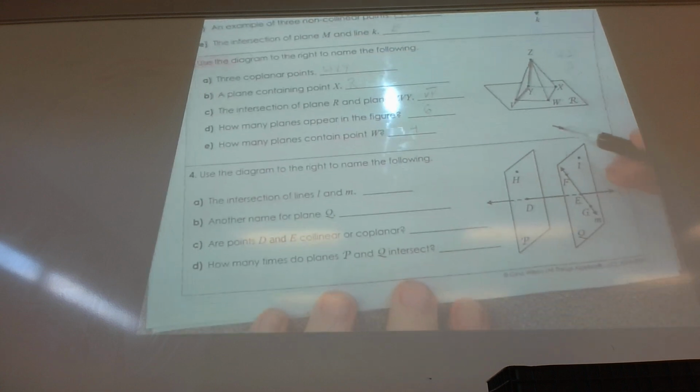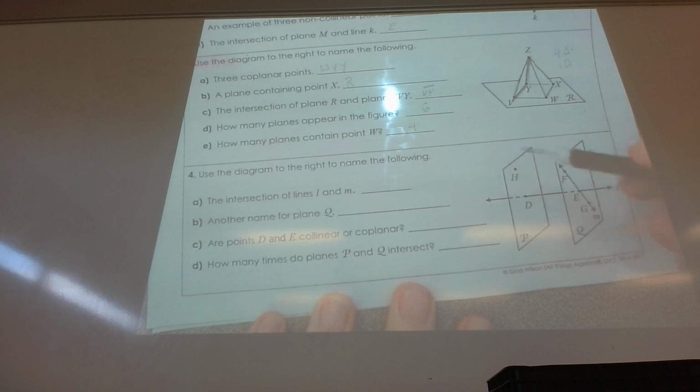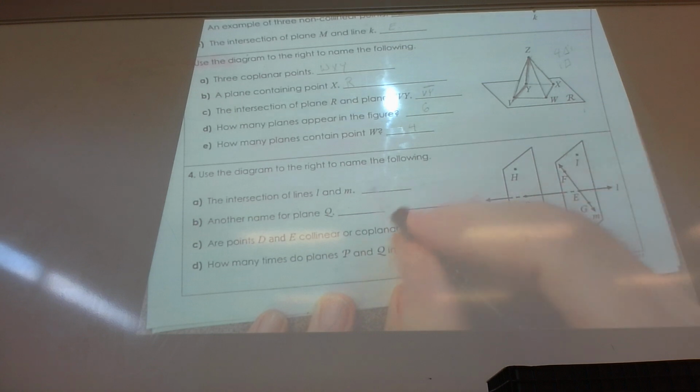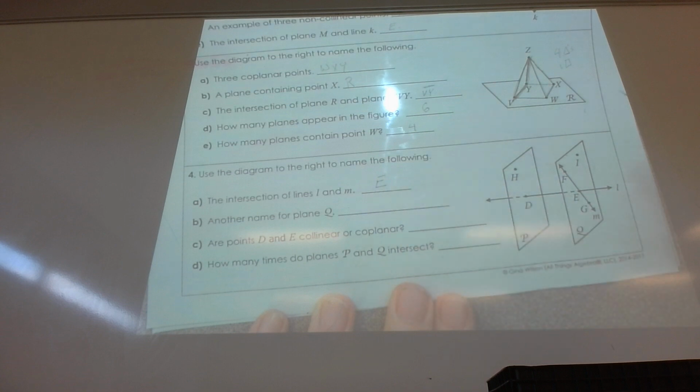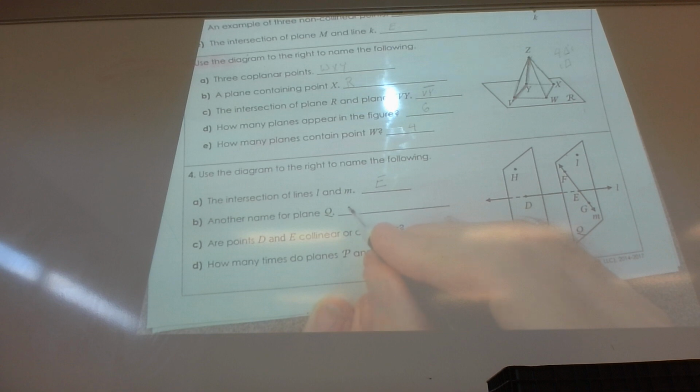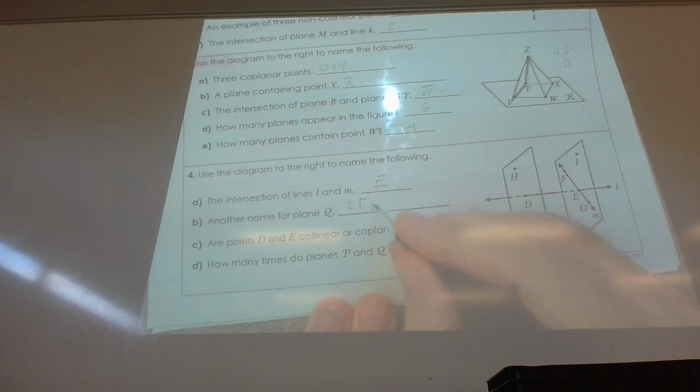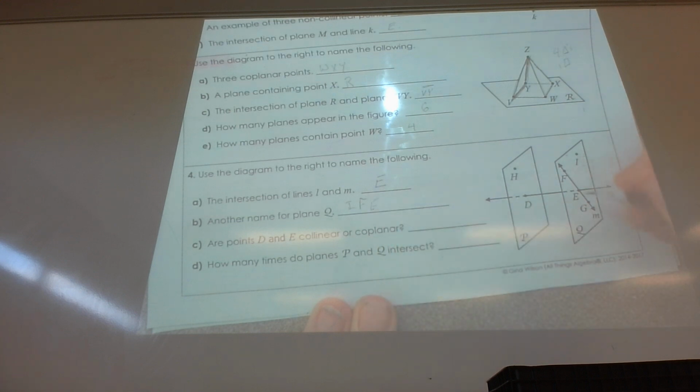Okay, and in this last section, use the diagram to name the following. The intersection of lines L and M. Well, again, line L is here, line M is here, they cross at E. Another name for plane Q. Well, Q is here, so we've got G, E, F, and I. So I, F, E. Okay, that are all in the same plane. You could have done F, E, G, you could have done all 4.